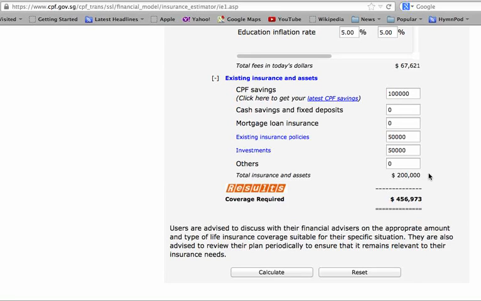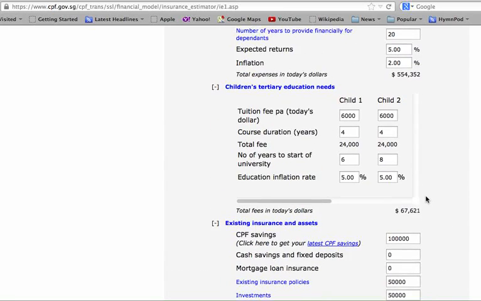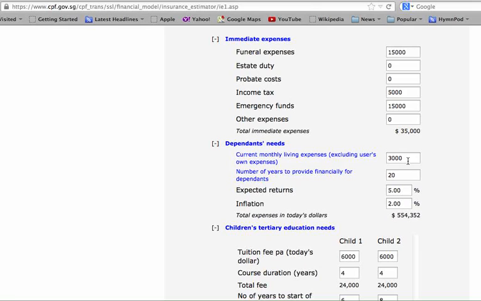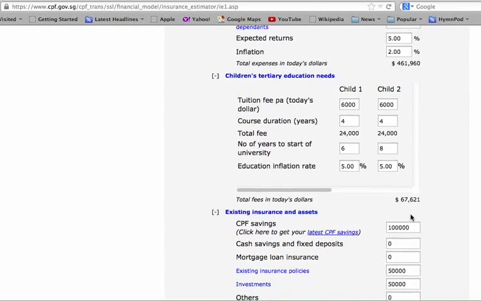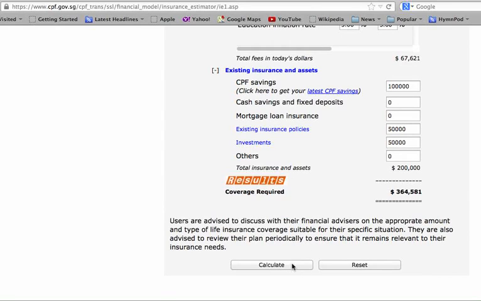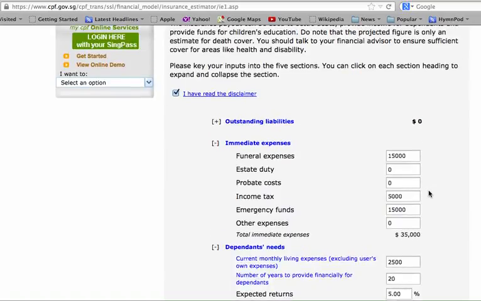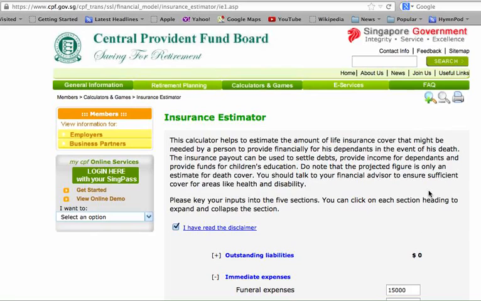Now, in this calculator, you can change the figures and recalculate as necessary. For example, if you were to reduce this amount of $3,000 to $2,500 instead, you will be able to recalculate the amount, and this will be the estimated amount of insurance needed, $364,581. Do make use of this calculator according to your own situation and needs.